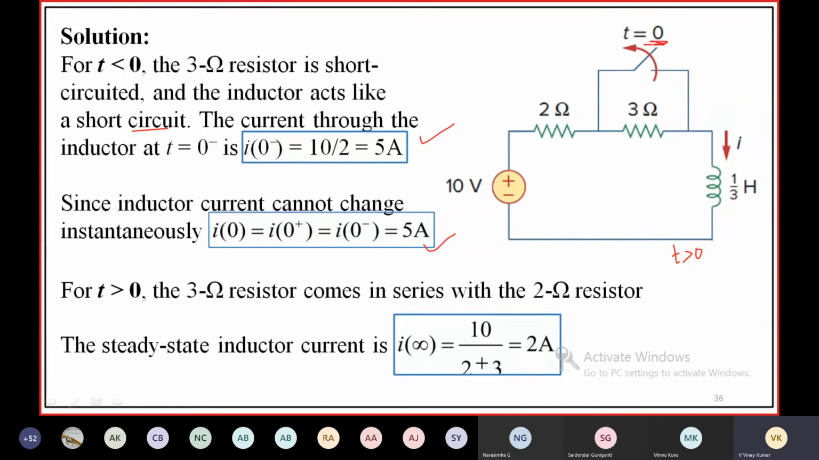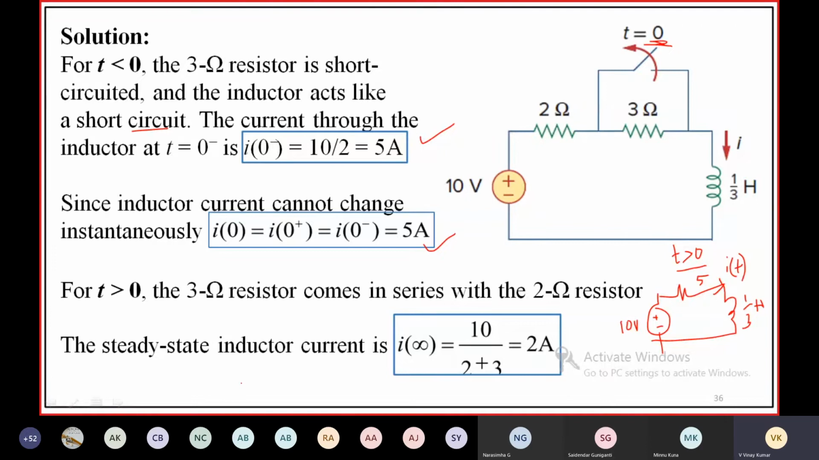You are opening the switch at t = 0, which means for t greater than 0, the switch is open. Means the circuit would be like this. For t greater than 0, you can add the 2 resistances as they are connected in series, giving 5 ohms. This is 1 by 3 Henry, and this is 10 volts. Okay, so this is the circuit. You have to find I of t for t greater than 0.